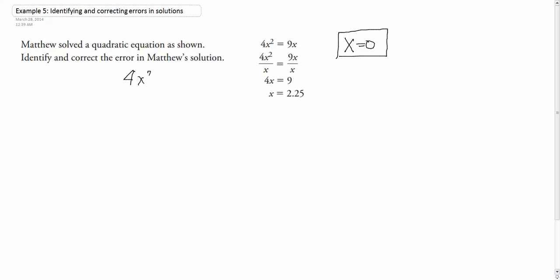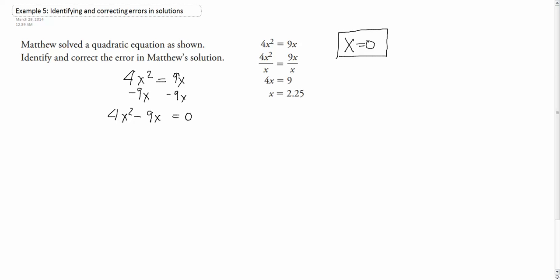So let's start with 4x squared is equal to 9x. We're going to move everything to one side, and we do that by subtracting 9x from both sides of the equation. And the purpose of this is to set our equation equal to 0. Now, if we factor anything out, we can set each of those factors equal to 0.